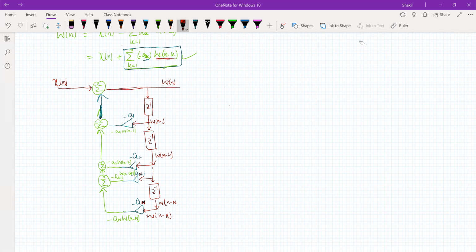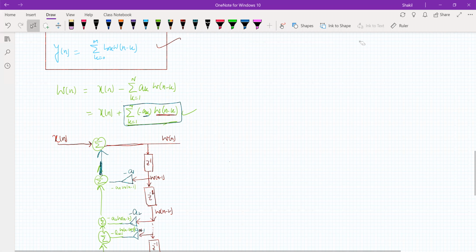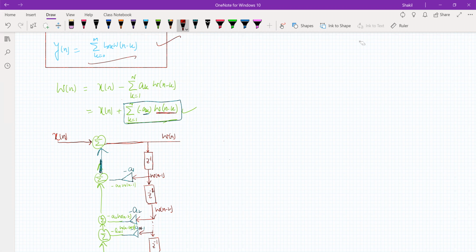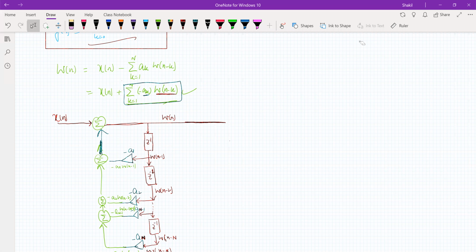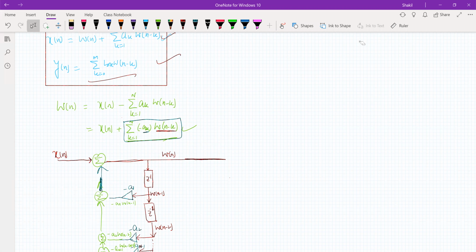Alright, so Wn is available here. Now what we'll do, we'll try to realize the second expression. Now we have Wn available here. What we can do, we add these bk Wn minus k terms and realize y of n. That's our output. So the output is y of n.